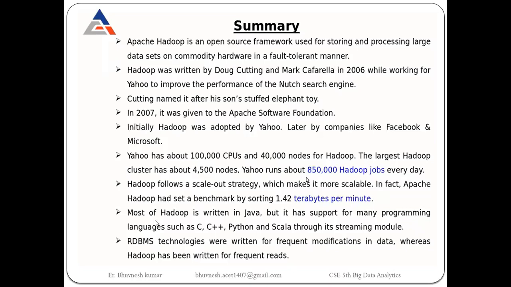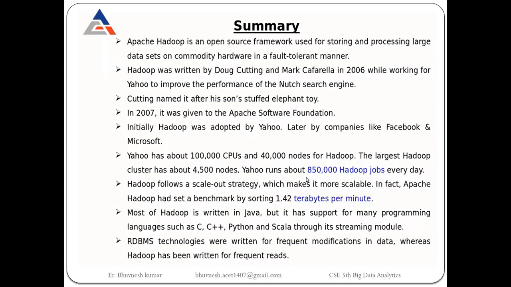Most of Hadoop is written in Java. Your Hadoop is written in the Java language, but it has support for many programming languages such as C, C++, Python, Scala. These are the different programming languages used in Hadoop also, but Hadoop is written in Java.